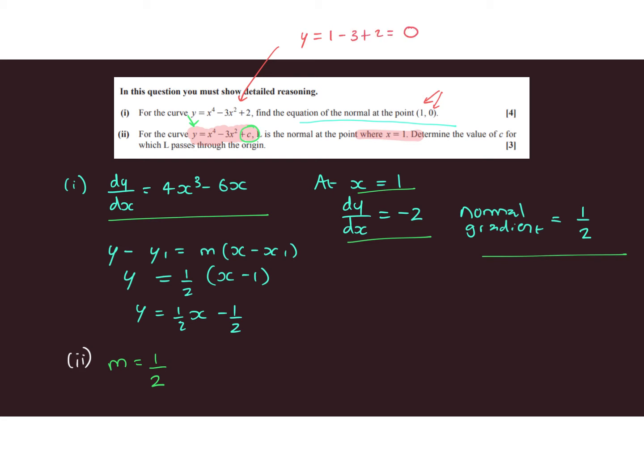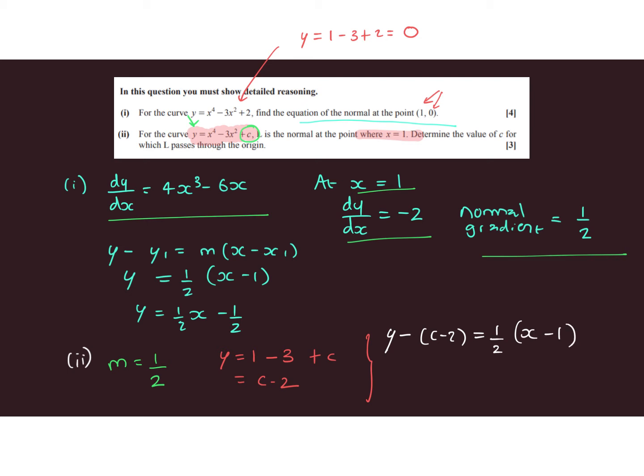So now the y-coordinate will be y equals 1 to the power of 4 minus 3 times 1 squared plus c. So that gives us c minus 2. Which means the equation of this straight line, of this normal, is y minus y1, which is y minus c take 2, equals m, 1/2, x minus x1, which is x take away 1.